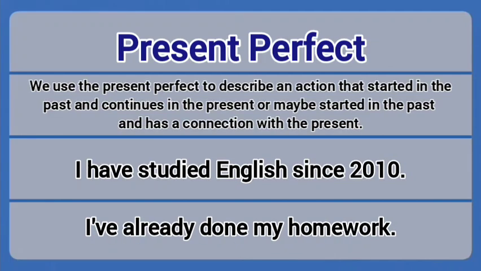The present perfect. The key word is connection. We use the present perfect to describe an action that started in the past and continues in the present, or maybe started in the past and has a connection with the present. Remember, we have to use the past participle of the verb.